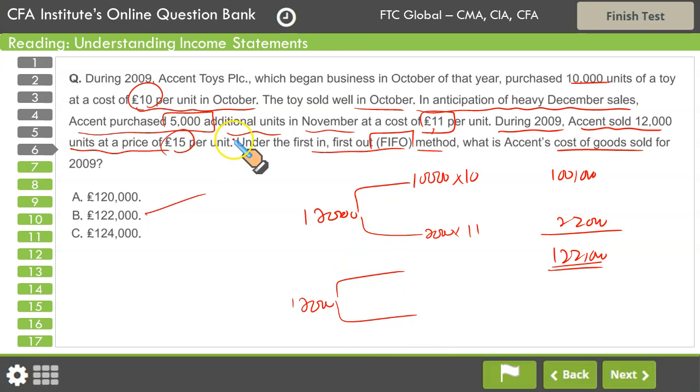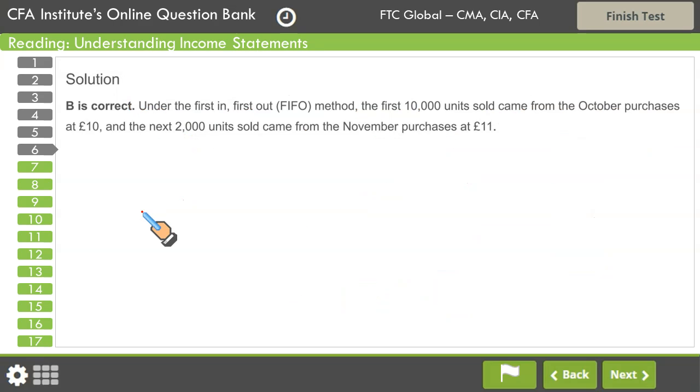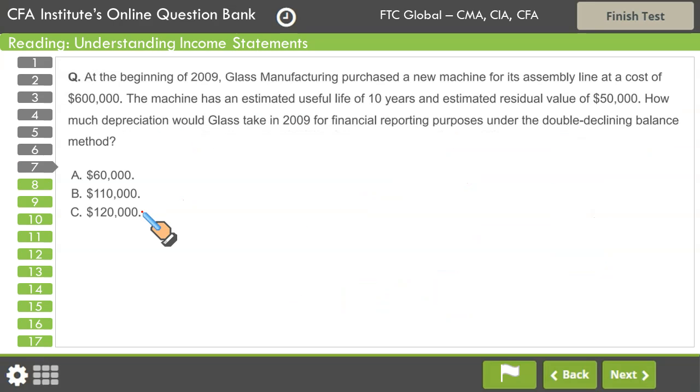The latest purchase, 5,000 units at the rate of 11, and the balance, 7,000, would go from your earlier purchases at 10. But that's not the case. We need to do it using FIFO, so that makes B the correct option.